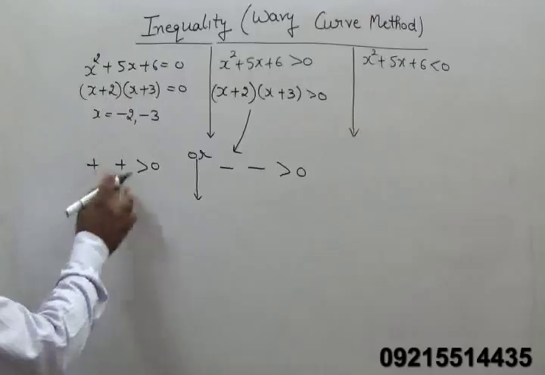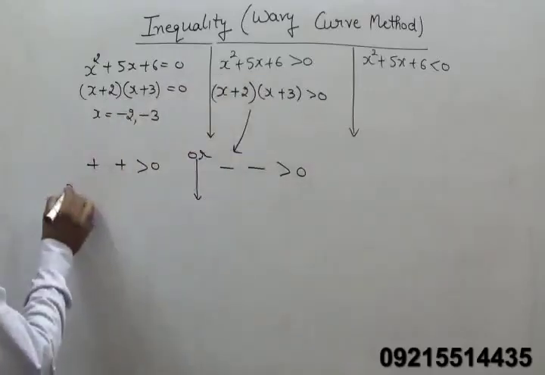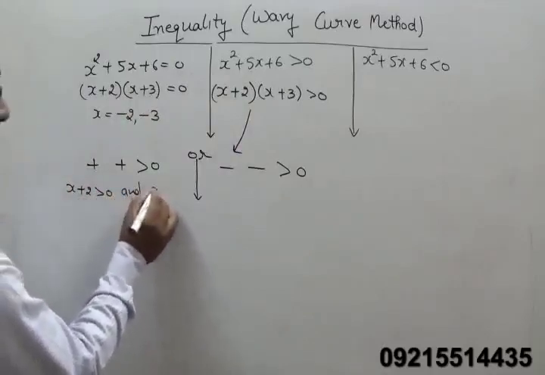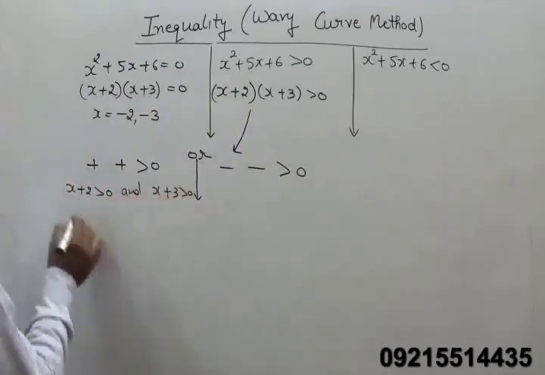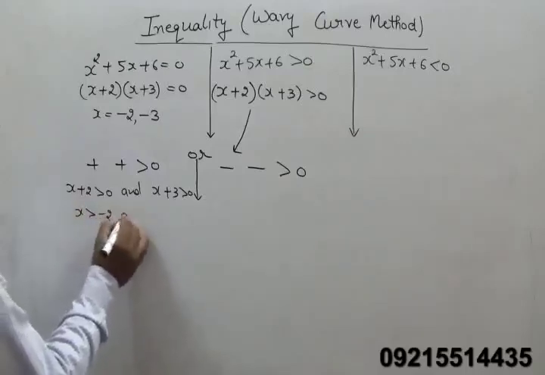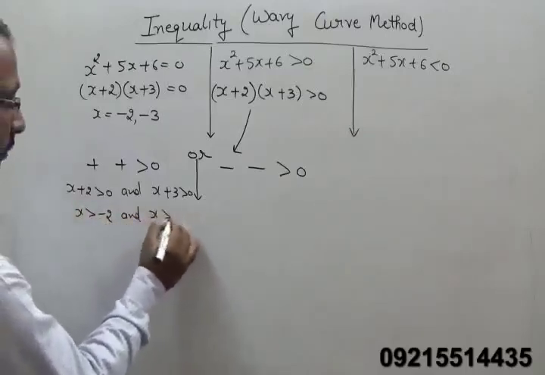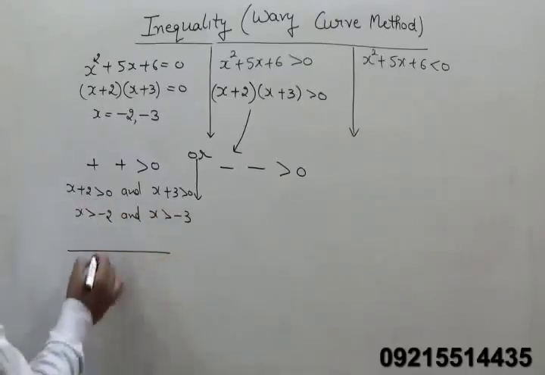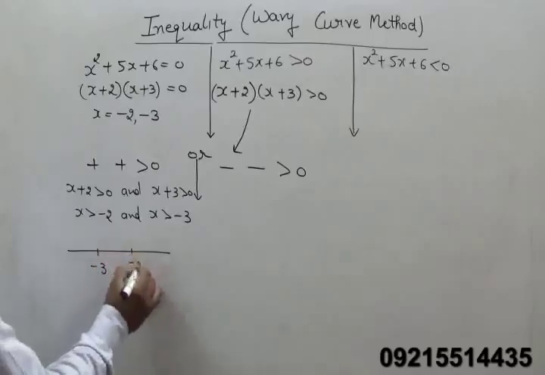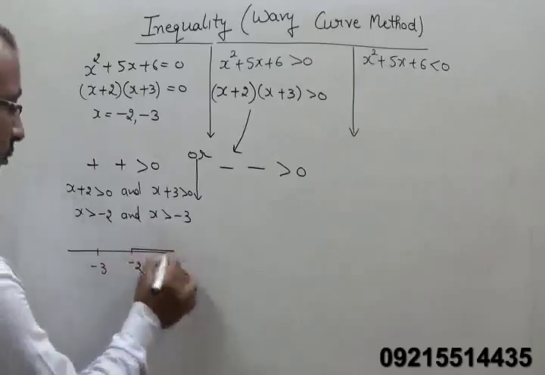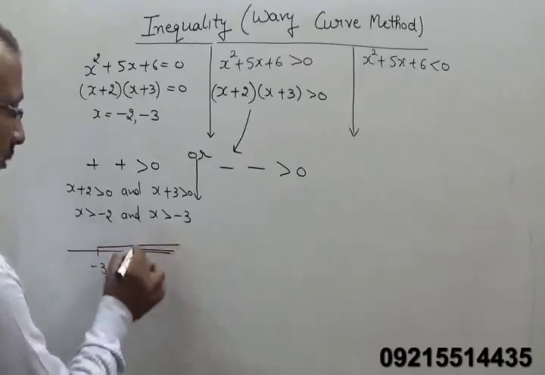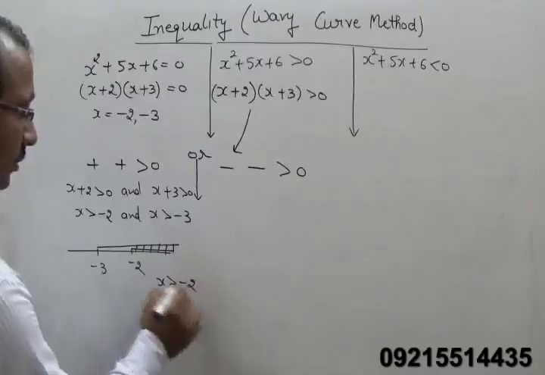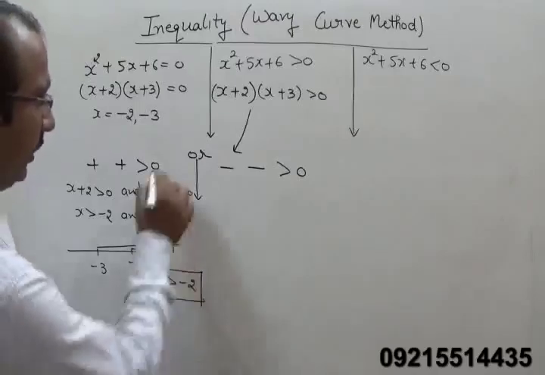Now I take the first case, when this is positive as well as this is positive, so I may say x plus 2 is greater than 0 and x plus 3 is greater than 0, right? From here I can say x is more than minus 2, and here x is more than minus 3. I have to take the common interval. On the number line I may show this is minus 3 and this is minus 2, x is greater than minus 2, x is greater than minus 3. The common interval is here, that states x is greater than minus 2, right? One interval I have got from here.